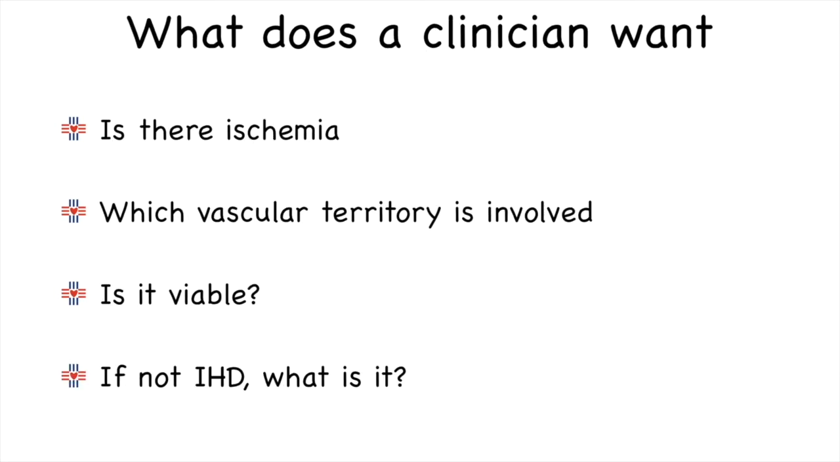What does a clinician want? If you see a patient with suspected coronary artery disease, the clinician wants to know: is there ischemia? If there is ischemia, which vascular territory is involved? And if there is ischemia and we know it is in a specific vessel, is that territory viable? If this is not ischemia at all, what is this secondary to? Now, we have dealt with the issue of viability and non-ischemic cardiomyopathies in other sessions, so we will not be talking about them here, but we will be talking about assessment of ischemia and the vascular territory.